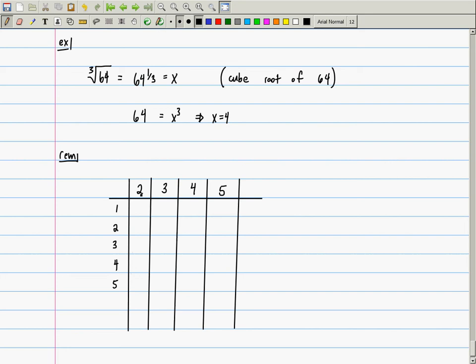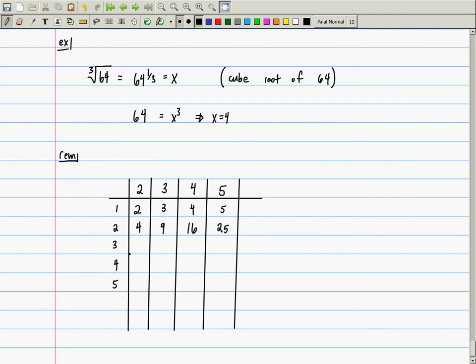So 2 to the 1 is what? It's 2, right? So 2, 3, 4, 5. That was easy. Now how about 2 to the 2? That's 4. And then 9, and then 16, and then 25. So 5 squared is 25.